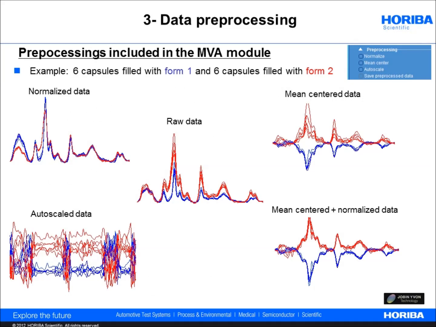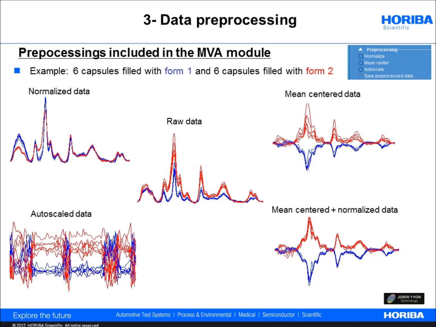Here is an example of a dataset. You may recognize the spectra of the 12 capsules, displayed after application of various preprocessings. You may notice how important the modification of the original dataset can be. Also, some of them produce negative features which make them not compatible with the MCR algorithm. There is no specific rule regarding the use of the different preprocessings, but just a few recommendations.